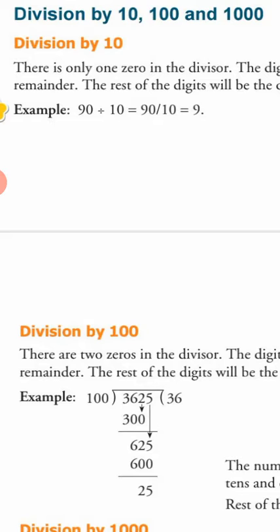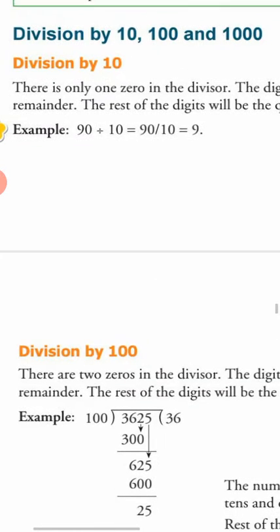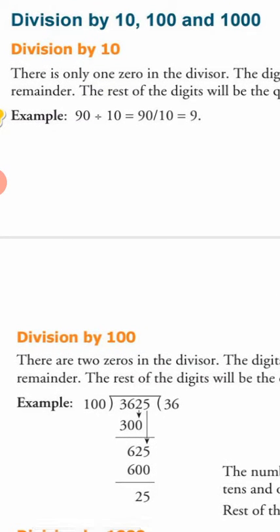As in our yesterday's class, we have done division and we have checked our sum of division by applying the division algorithm, that is, dividend is equal to divisor into quotient plus remainder. So, today we are going to learn about division by 10, 100 and 1000.